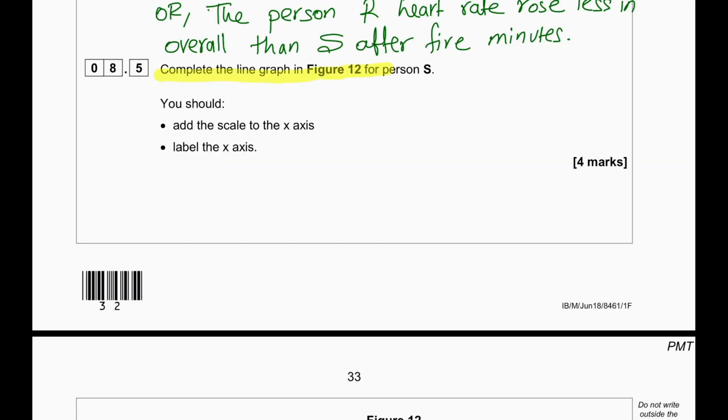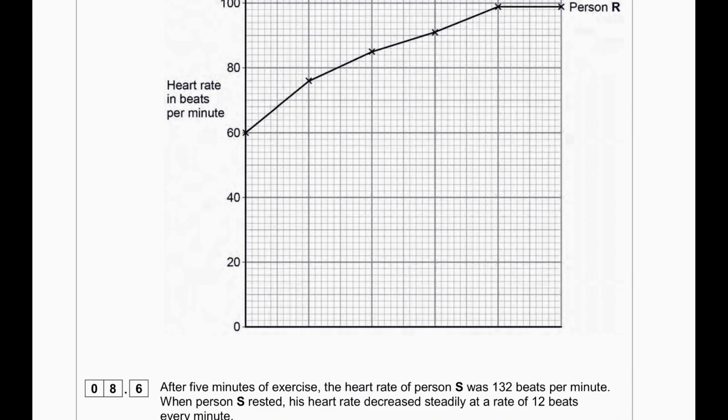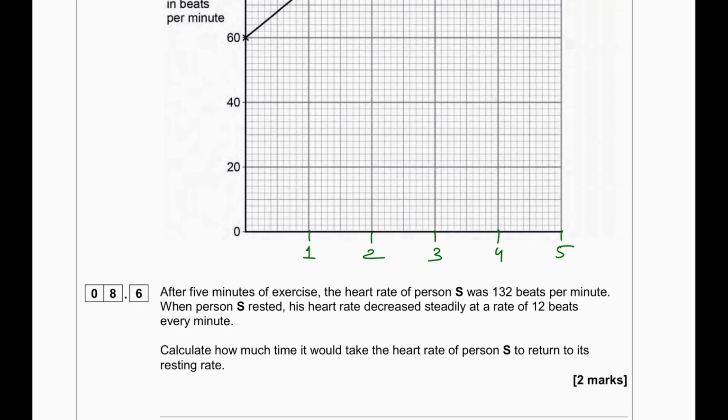Complete the line graph in figure 12 for person S. Add the scale to the x-axis and label the x-axis. So the x-axis represents minutes, how many minutes have passed. So we can see this one is first, second, third, fourth, and fifth minute. So we will label this as time in minutes.